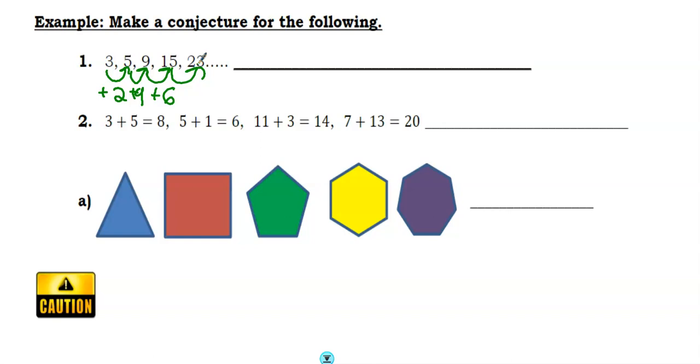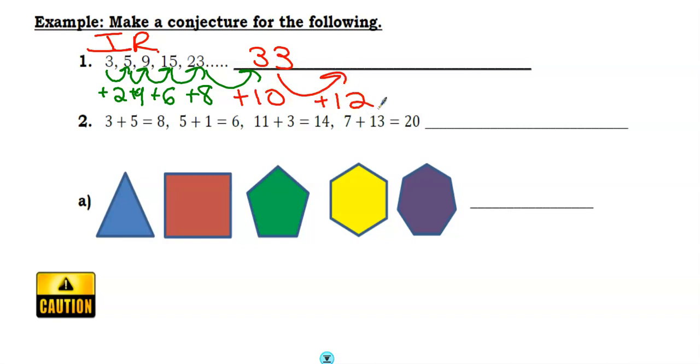So 23 minus 15, well, by golly, that's 8. So what should I do to get to the next number for the pattern? This would be inductive reasoning because I'm following a pattern. So I'm going to add 8, so that's going to be 33. And then I'm going to add 12. And I can keep going over and over again. So 33 plus 12, and I get 45.